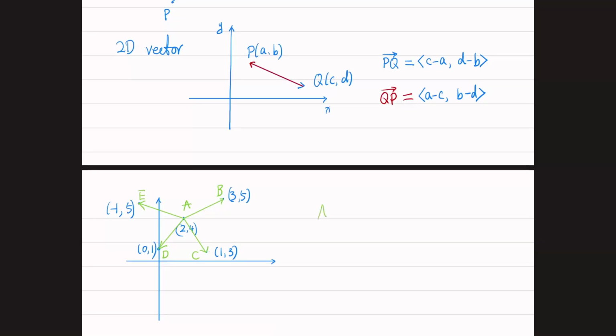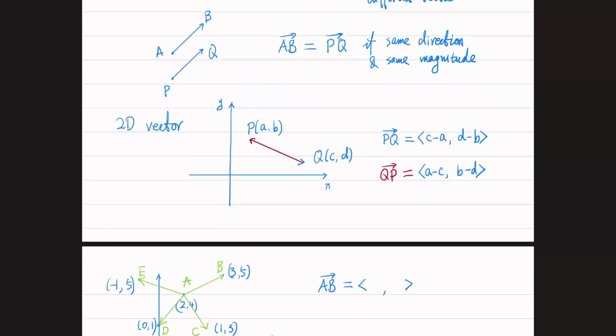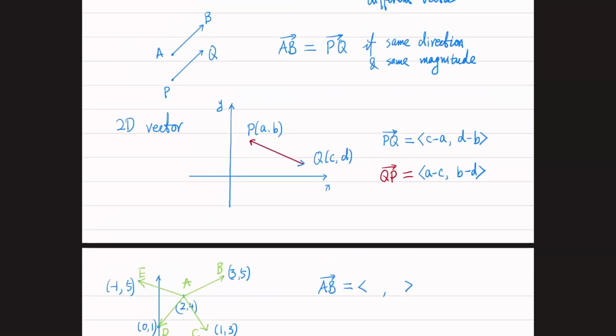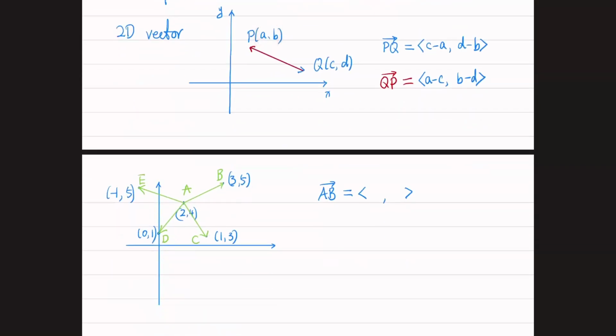Enter your answer in the chat. Use this bracket for vector. You can see the difference. For points, I use parentheses. For vectors, I use brackets. It's the difference between points and vectors.